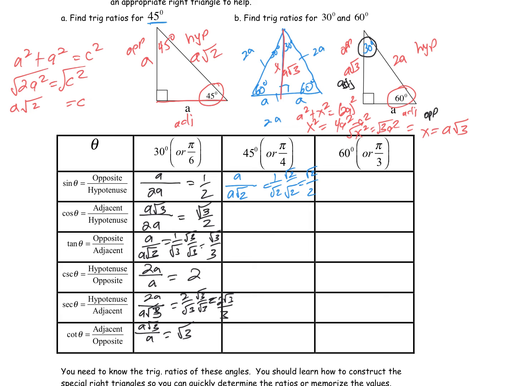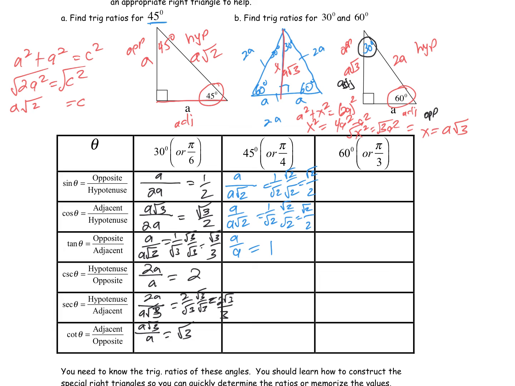Cosine theta is the length of the adjacent side over the hypotenuse. It's actually the same thing we just found. So it's A over A rad 2. The A's cancel out. Rationalize the denominator. We get rad 2 over 2. Tangent theta is the length of the opposite side, A, over the length of the adjacent side. So it's A over A, which simplifies to 1.